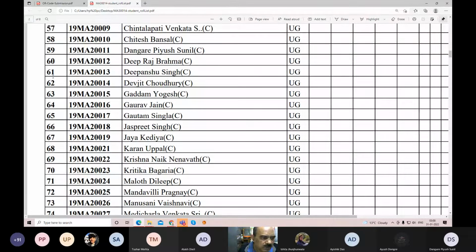61, 62, 63, 64, 65. 61 is Deepanshu Singh. Yes, sir, I'm here. Devjit Chaudhary, 63 Yogesh, 64 Gaurav Jain, 65 Gautam Singla. 65 is there. 63 is there, group leader. Sir, 61 is there, 63 also there. Yes, sir. Yogesh. Okay, this is the only group where all are present.